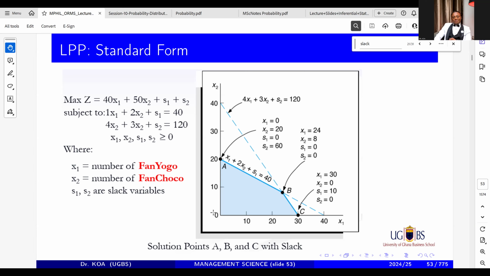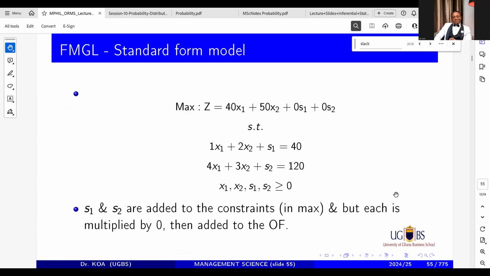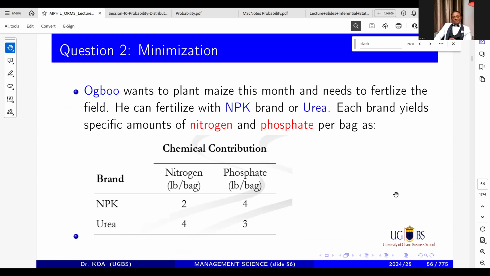So the slacks are equal to the maximum resources at the origin. Take note of that. If you understand the slacks principle I've explained well, you should be able to answer that question, the value of the slacks at the origin. Okay, so that is it for the slacks.